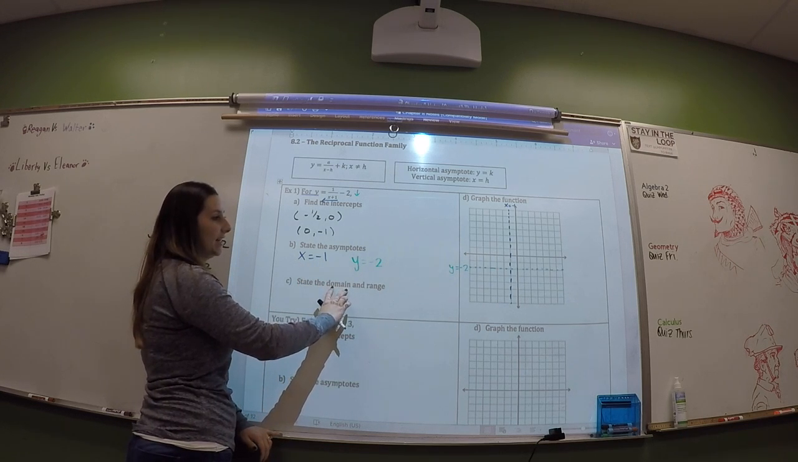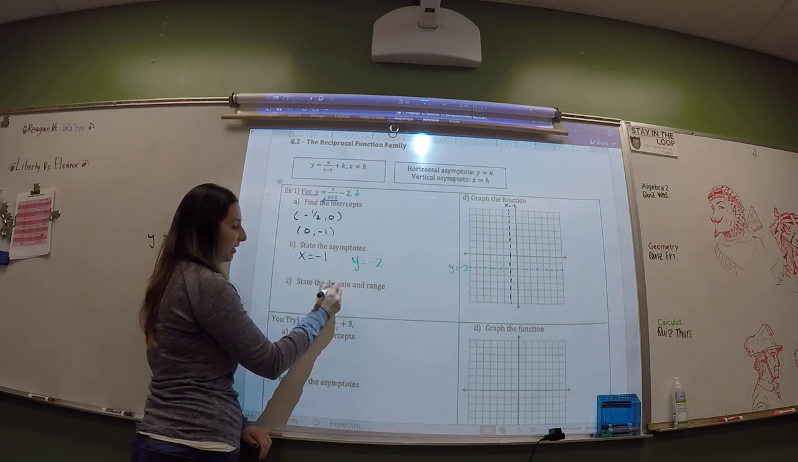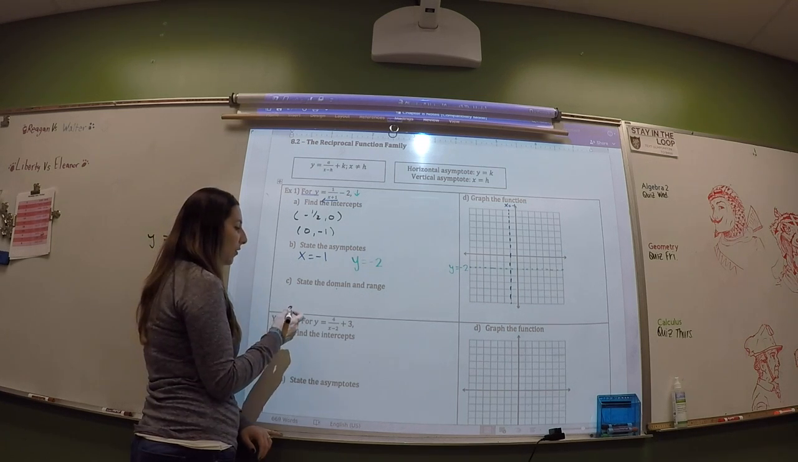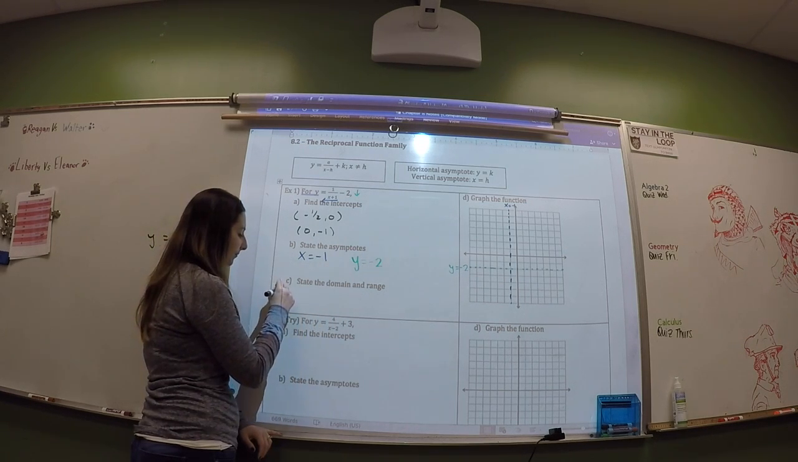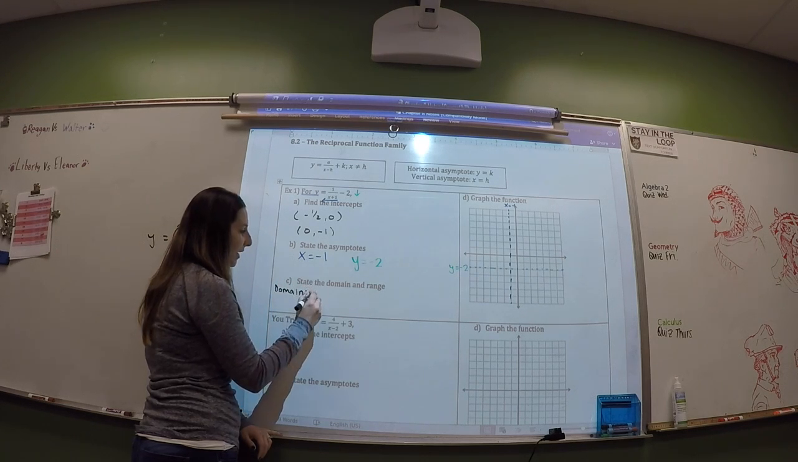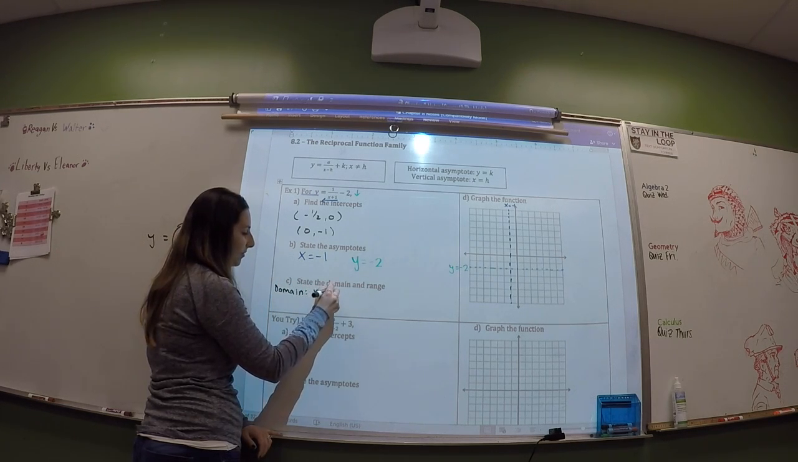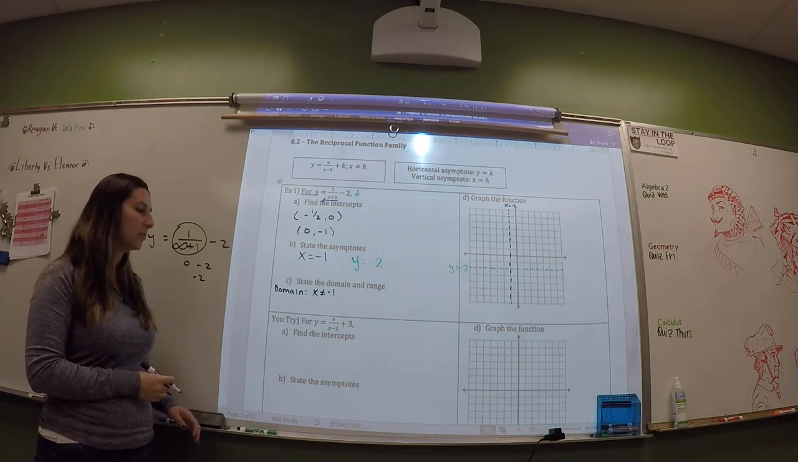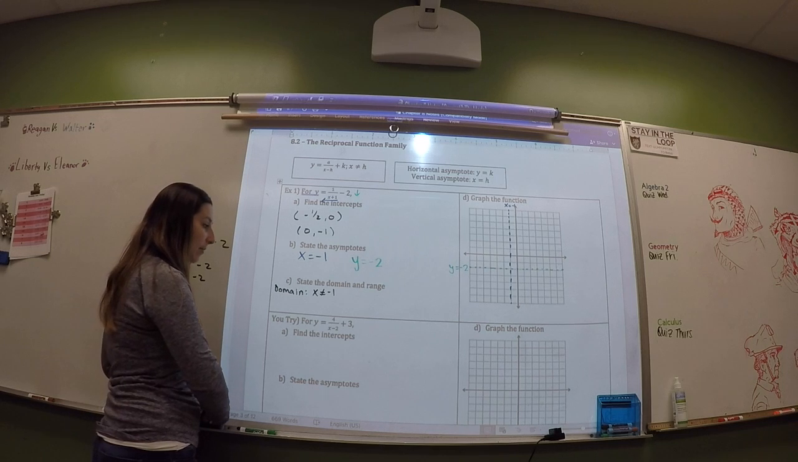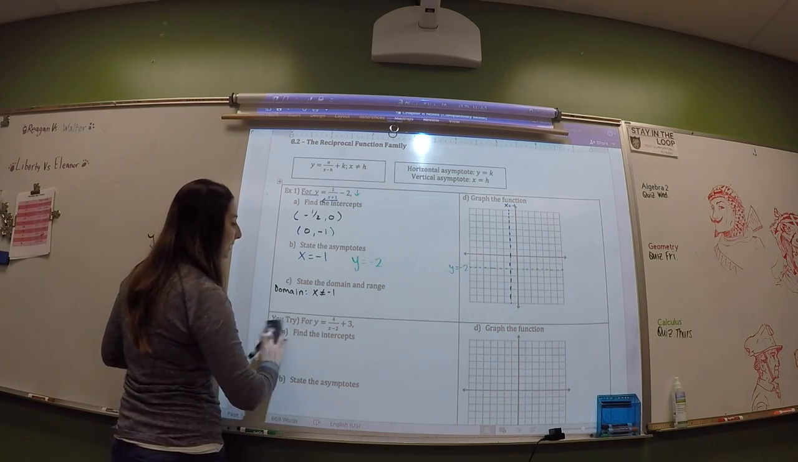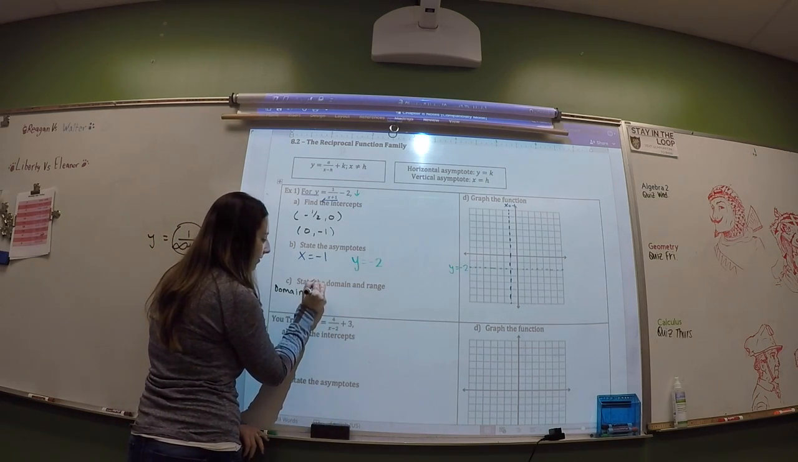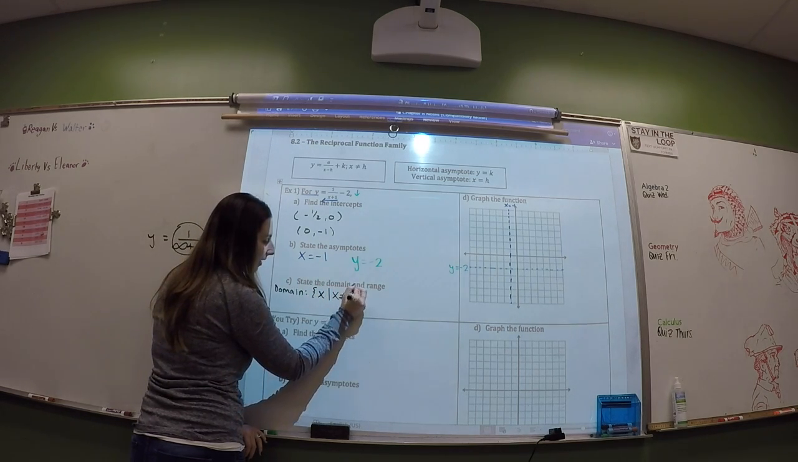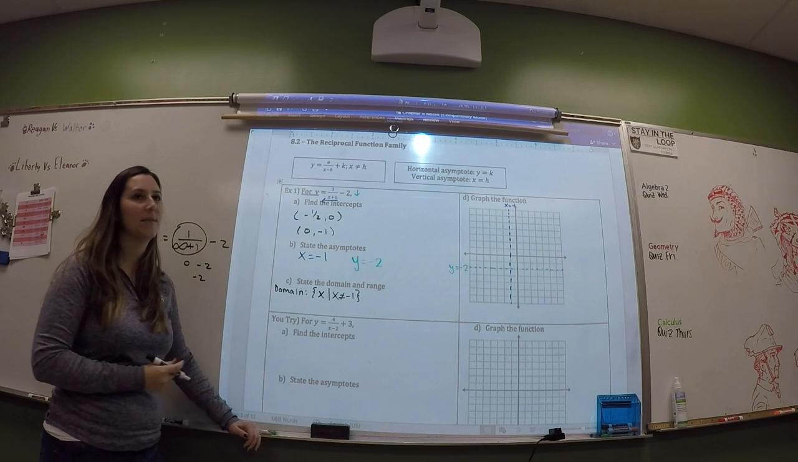Your domain is that x can pretty much be anything except negative 1, because negative 1 poses a problem for us. So there are 2 ways we can write the domain. The easy way would just be to say x cannot equal negative 1. x can be anything, x can't be negative 1. And we usually put that in what's called set builder notation, which looks like this. Squiggly bracket, x such that x cannot be negative 1. And I believe I showed you this at the beginning of the year, you just might not remember.